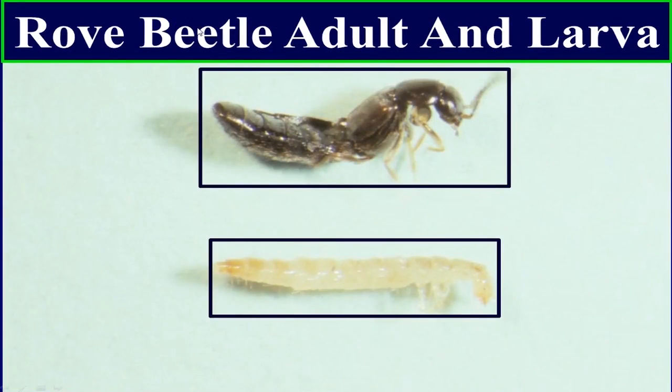Then we have rove beetles. This is Dalotia coriaria, and the top is the adult rove beetle. And although hard to see, I've highlighted, this is the larval stage. These are soil-dwelling predators, and they feed on fungus gnat larvae, shore fly larvae, and our current studies have shown they will also feed on western flower thrips pupal stages. Both the adults and the larvae are predaceous.